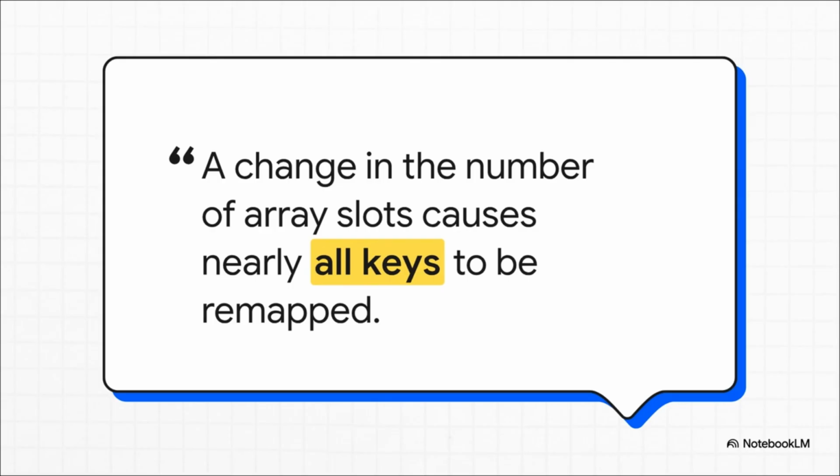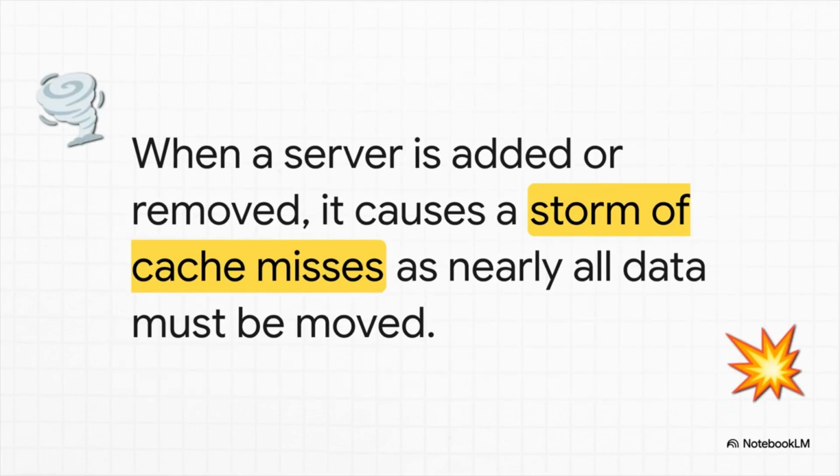When n changes, say from 4 to 5, the result of that modulo operation changes for almost every single key in your entire database. The home for nearly every piece of your data has just been instantly reassigned. This disaster has a name. It's the dreaded rehashing problem, and it is a data migration apocalypse.